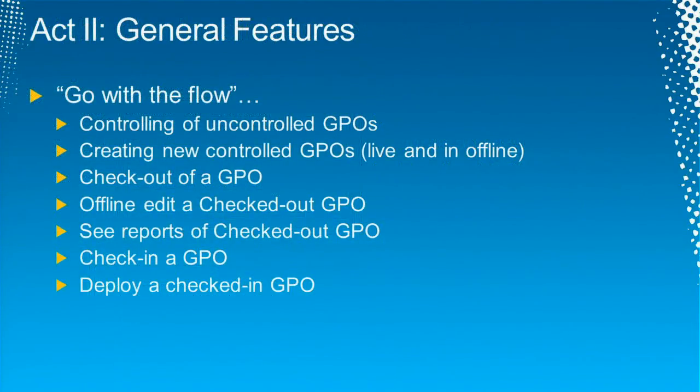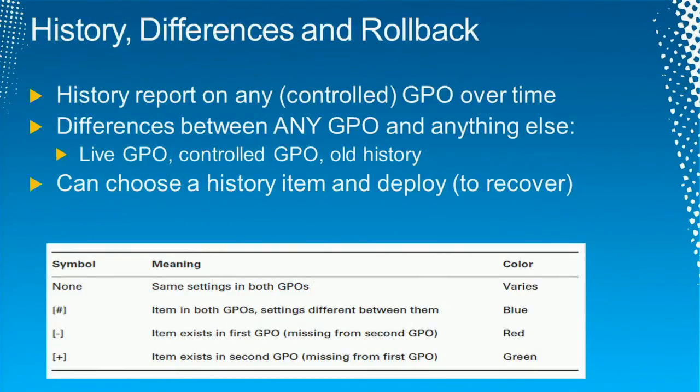Okay, so we've already done all this stuff. We've gone with the flow. We've controlled uncontrolled GPOs. We've created new GPOs live and only offline here. We checked it out. We made a bunch of settings changes. You could also see reports of old stuff as well. We're going to cover that now. We also saw me check in a Group Policy object and also deploy a checked-in Group Policy object live into the real world. And you saw me have to link it because when it was captured or controlled, it didn't have any links. So we did all that stuff. What I do want to talk about next is history, differences, and rollback.